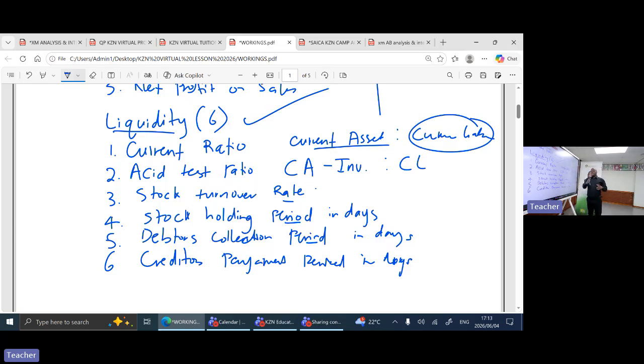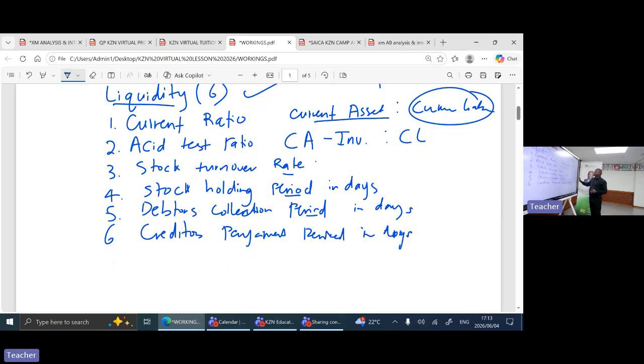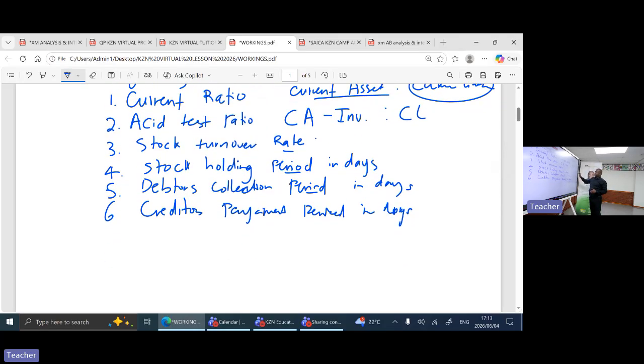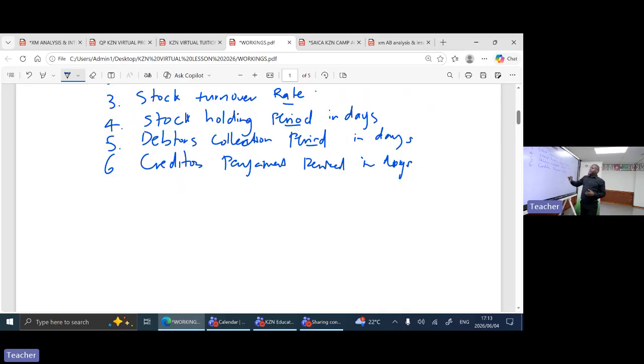I know it sounds like it's the same because of the rhythm, liquidity and debt equity. No. Do not quote debt equity under liquidity indicators because it doesn't fall under liquidity. These are the indicators that fall under liquidity indicators. So not debt equity ratio. I've seen many students quoting debt equity ratio here.